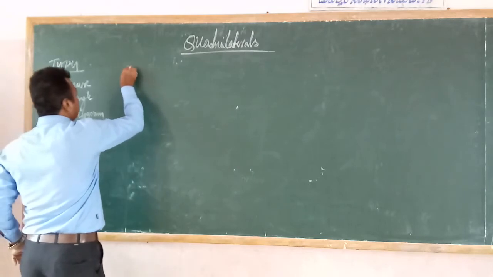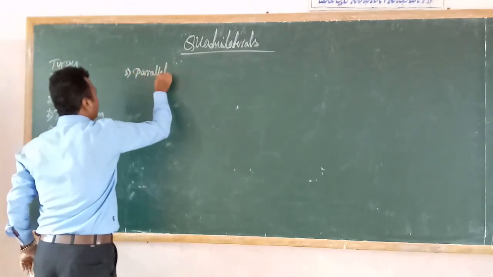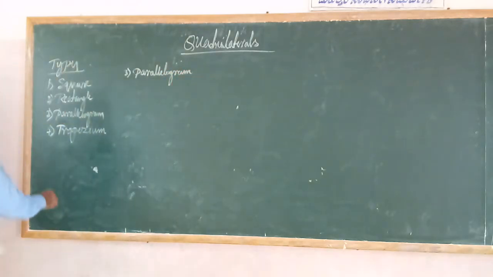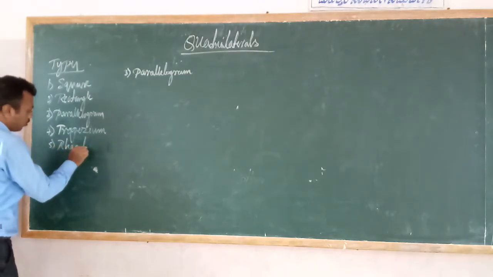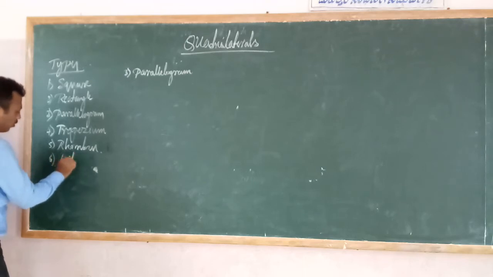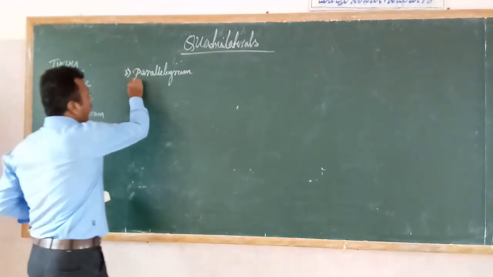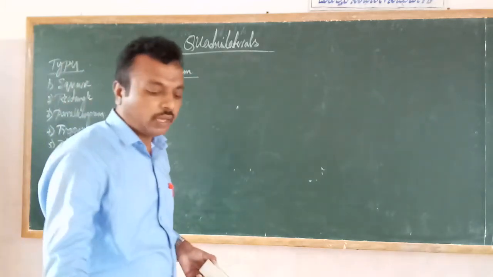Parallelogram. The third one is parallelogram. Okay. So another one is rhombus. I will write down rhombus. Another one is kite. So these are the 6 types of them. Okay. Move on to the parallelogram. So what do you mean by parallelogram? What is the shape of the parallelogram?